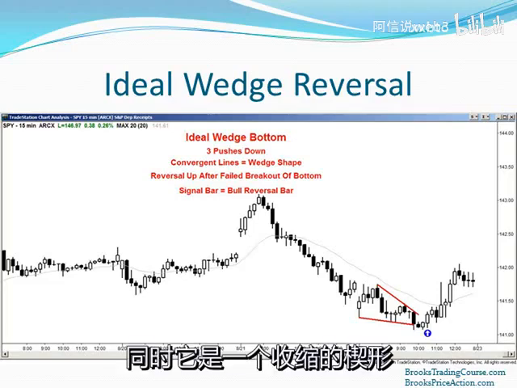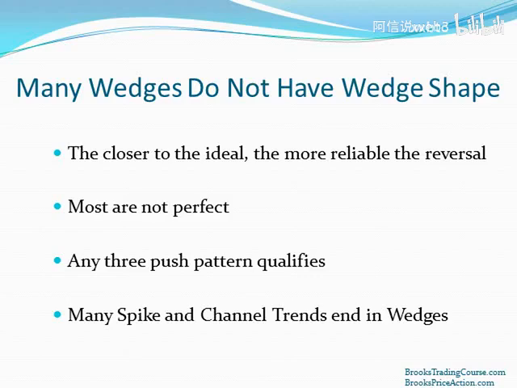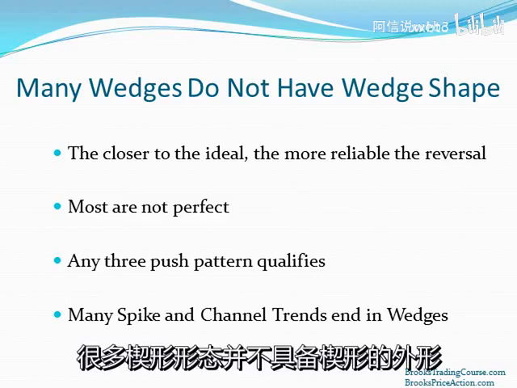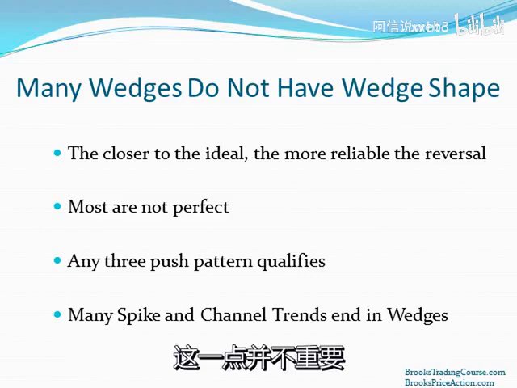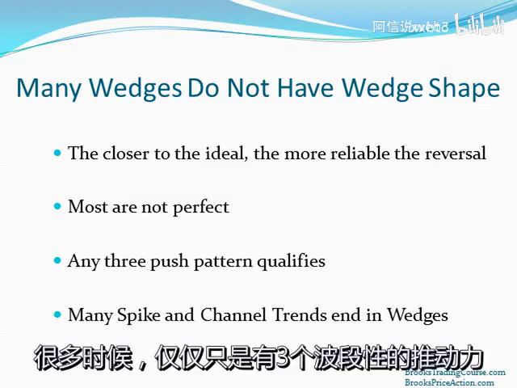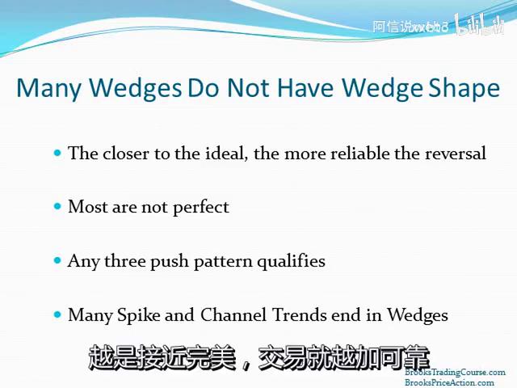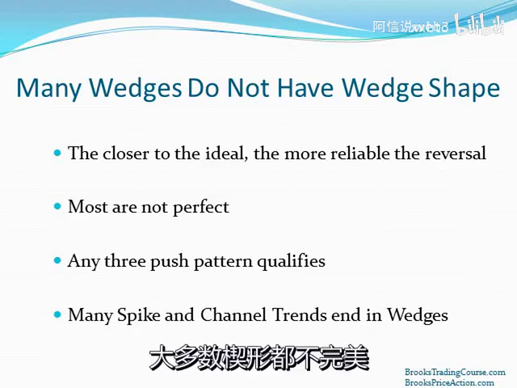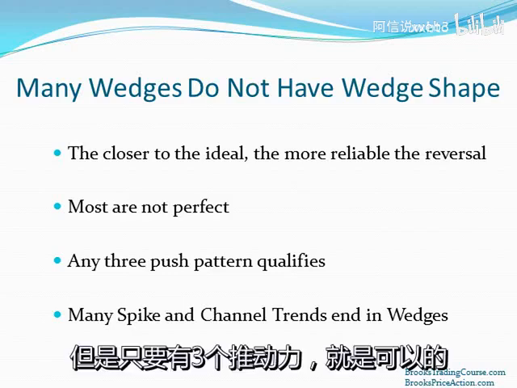Again, it has a wedge shape, a convergent shape. A lot of wedges don't really have wedge shapes, and that's not important. A lot of times it's just a simple 3-push pattern. The closer it is to the ideal, the more reliable the trade would be. Most wedges are not perfect, and any 3-push pattern qualifies.